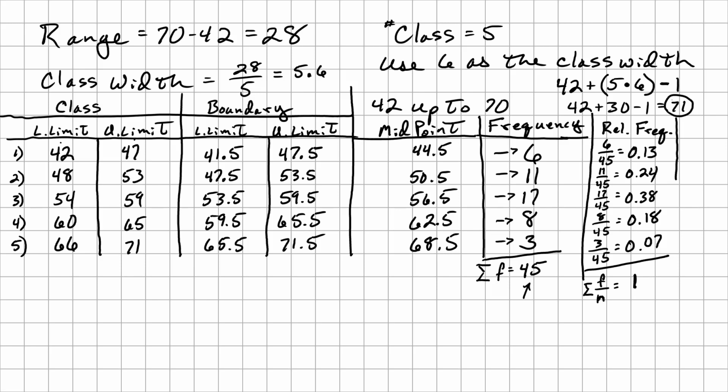The last column that we're going to create in our frequency distribution is going to be the cumulative frequency column. And that's simply where I start with the first frequency, which in this case, once again, is 6. And then I'm going to add the next frequency to it, which in this case will be 11. And I'll get 17. Then I'll add 17 to that to get 34 because 17 is my next frequency. And then I will add 8 to that to get 42. And then I will add 3 to that to get 45.